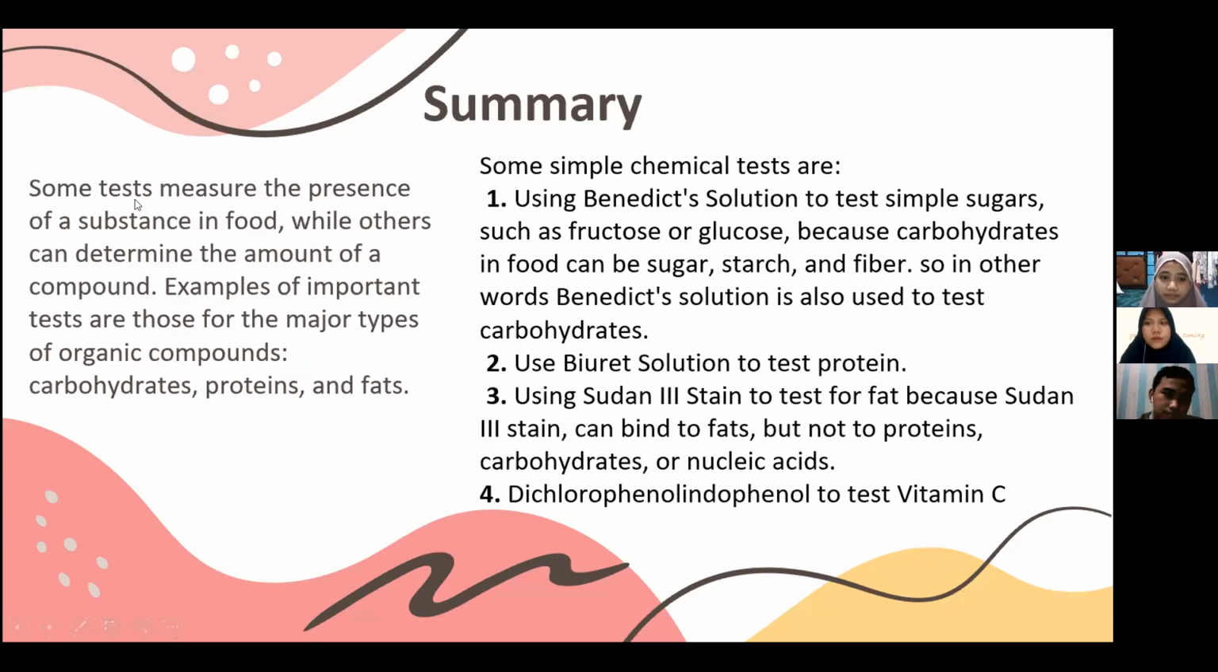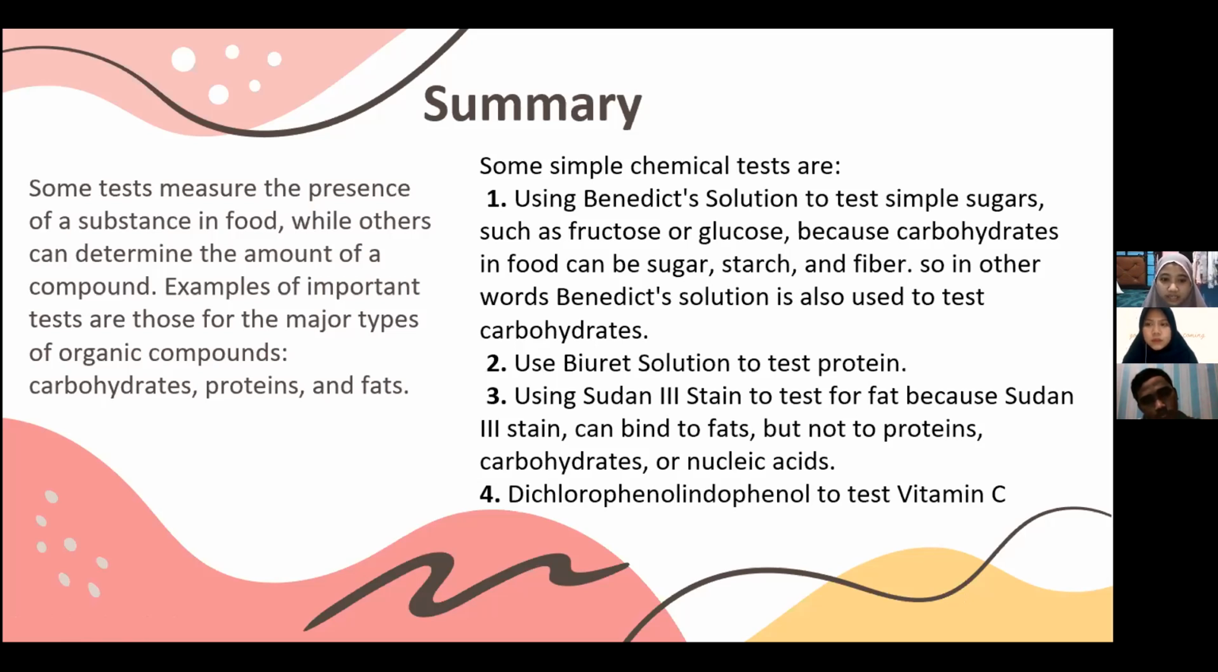In summary, some tests measure the presence of a substance in food while others can determine the amount of a compound. Examples of important tests are those for the major types of organic compounds, which are carbohydrates, proteins, and fats. Some simple chemical tests are as follows.